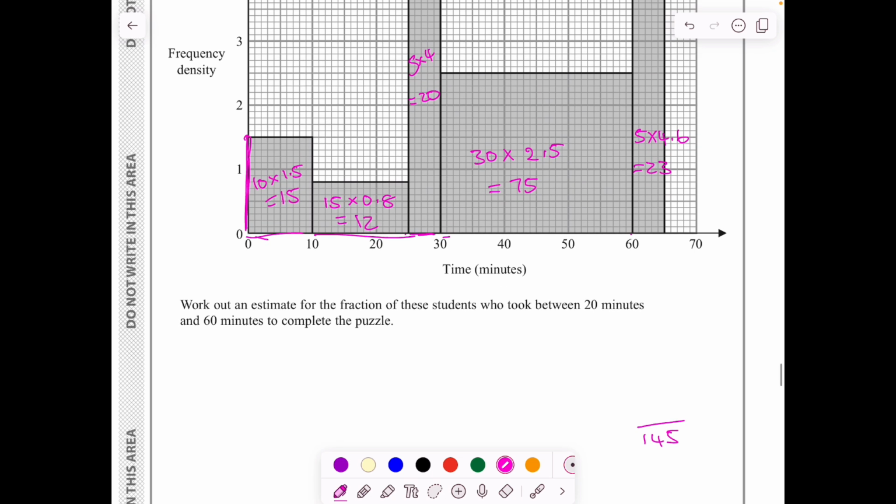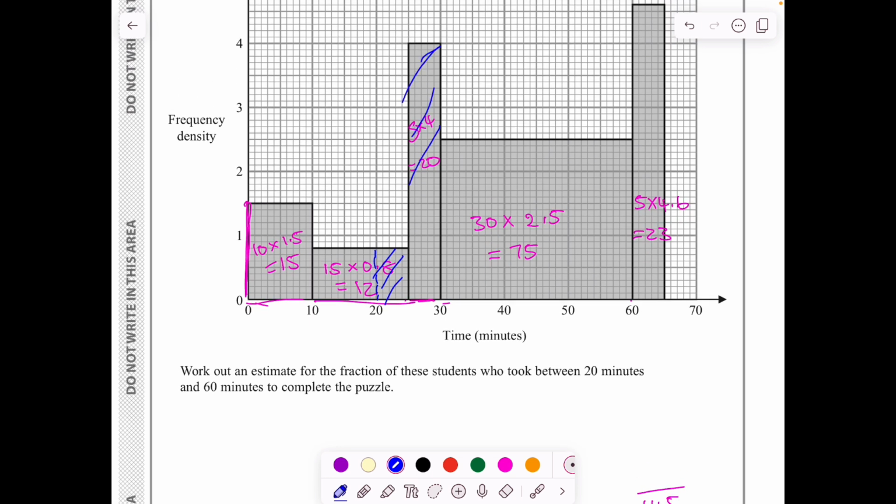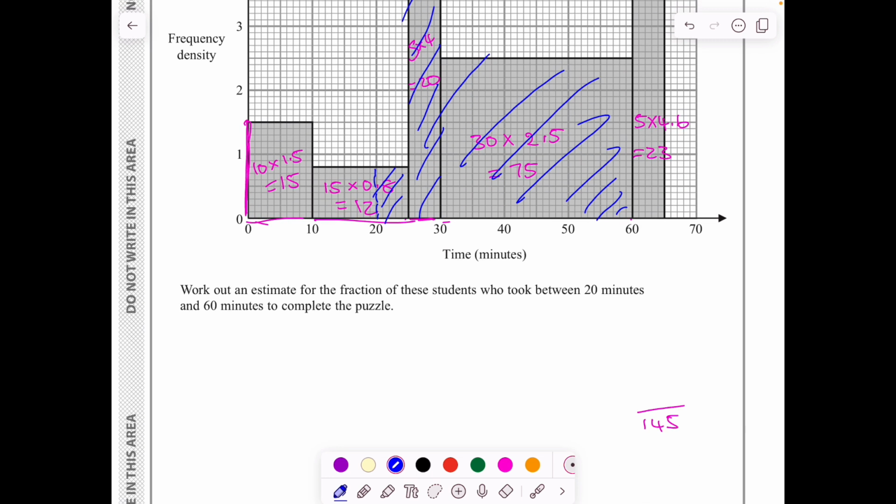Now, I want to find the fraction of people who took at least 20 minutes. So here is my cutoff, 20 minutes to 60 minutes. So I want all of this, and all of this. Okay, so this bit I already know. So these two bars here and here, I already know. So I've got 20 plus 75, and I just need to find this little bit here.